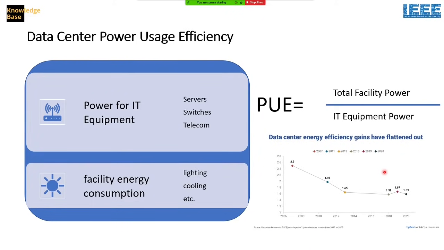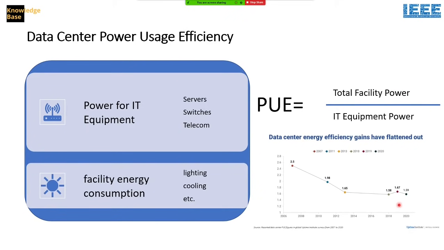According to a study by Uptime on the existing data center markets, the data center power usage efficiency before 2008 was around 2.5. So for every 100 watt of IT power, you were using 150 more, so you needed 250 watt to power your data center. It went down in 2013 to 1.65. In 2018, it was 1.58. So it's now in the range of 1.6.